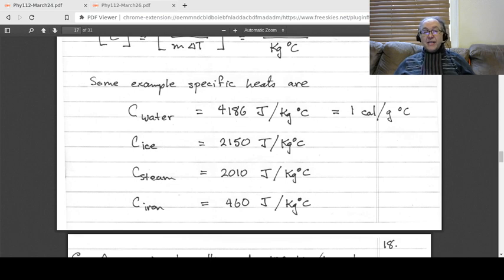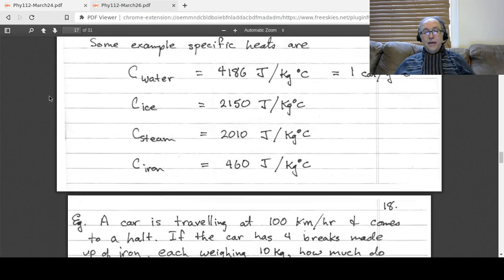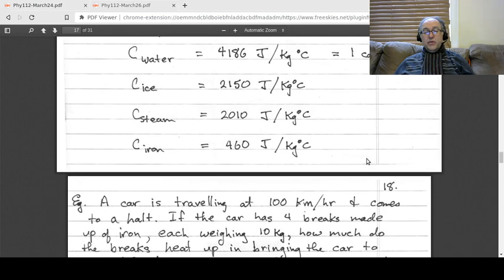Now, the phase of the material does matter. Phase is whether it's a solid or a liquid or whatever. Water can become a solid, ice, or a gas, steam. If you convert from water to ice or water to steam, the specific heat also changes. The specific heat of ice turns out to be only 2,150 joules per kilogram degree Celsius, and the specific heat of steam is 2,010 joules per kilogram degree Celsius.